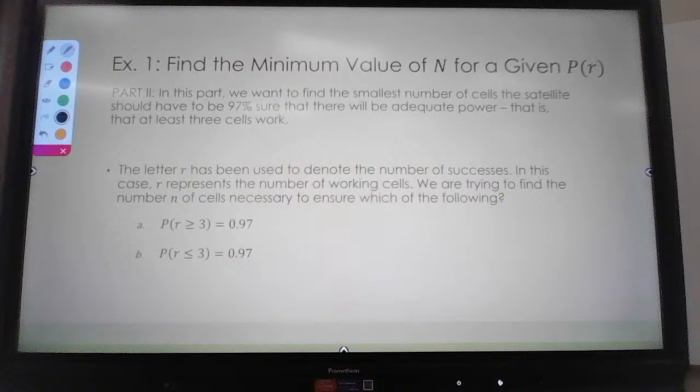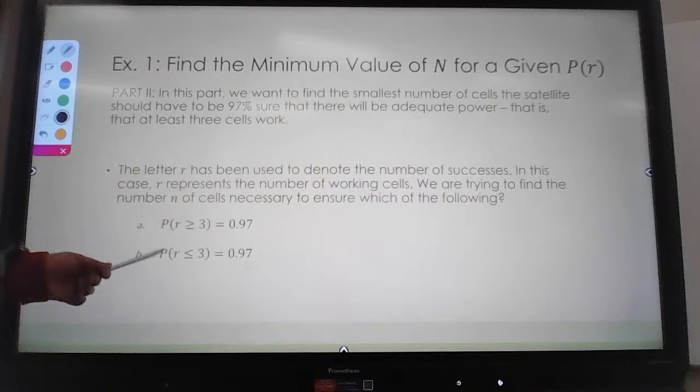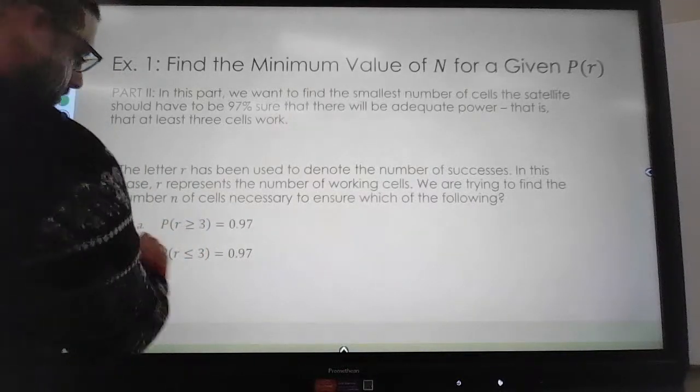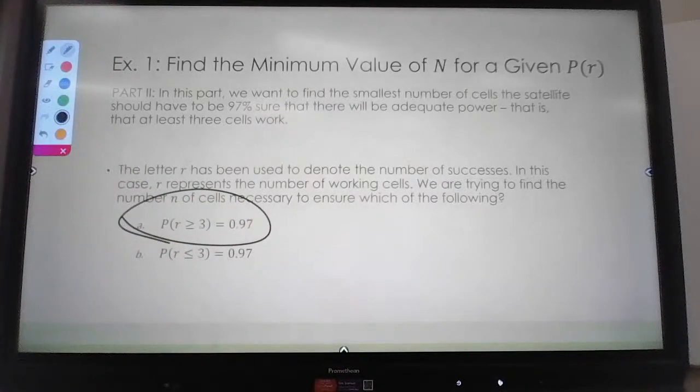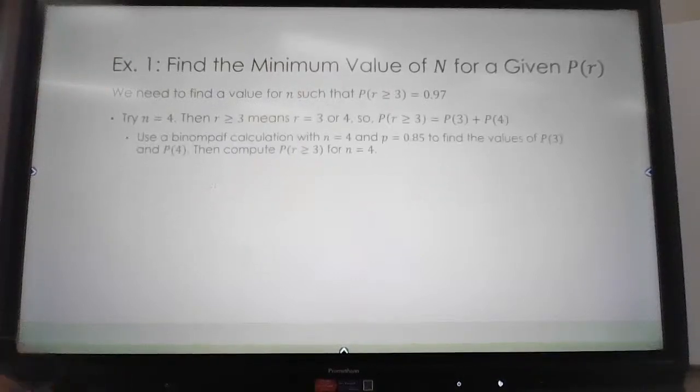So we're trying to find the number of cells necessary to ensure what? Do we want the probability of R to be greater than or equal to 3 to be 0.97? Or do we want the probability of R to be less than or equal to 3 equaling 0.97? Remember, we want at least 3 cells to work. So at least tells me that I'm using greater than or equal to. So this is what we're using. We want the probability of R being greater than or equal to 3 to be 0.97.